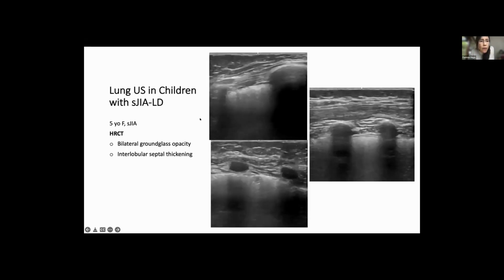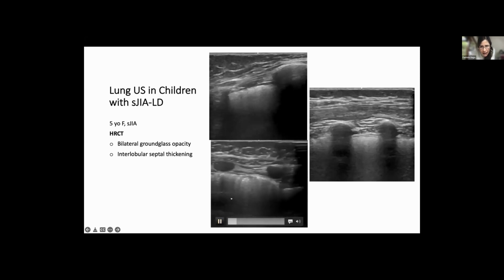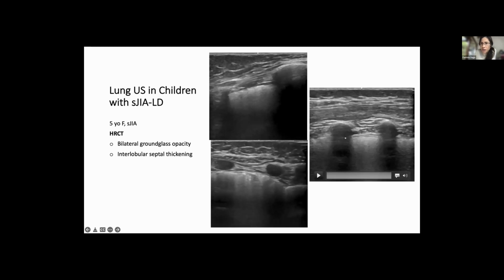I want to share with you some of the findings that we had in our patients. This is a 5-year-old child with systemic JIA who had abnormalities on the chest CT. If you remember, we talked about a nice pleural line before, but now these look thick and just below the pleura, you see these areas of consolidation, like subpleural consolidation, which is a finding that we're seeing is more specific of patients with SJIA lung disease.